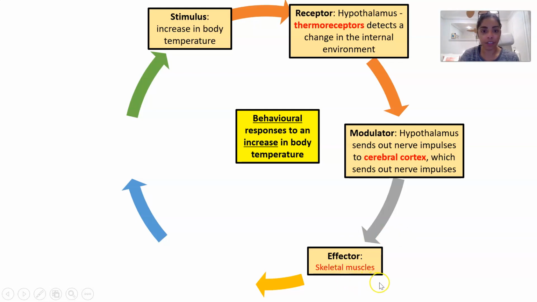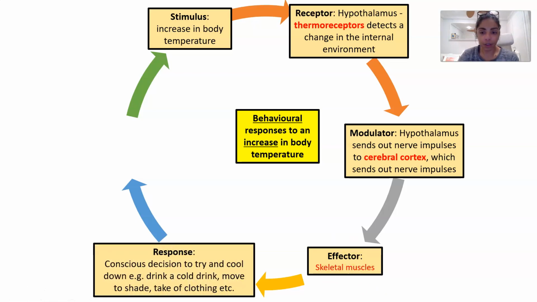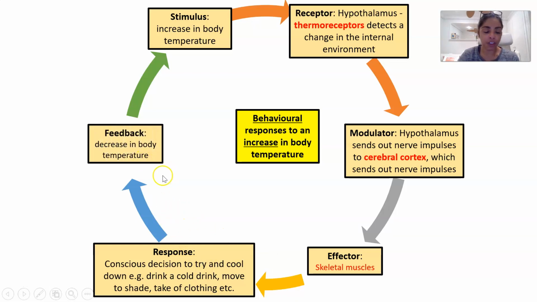Okay, so in the previous examples we looked at, it was mostly smooth muscles for the blood vessels. Here it's skeletal muscle. The response from the cerebral cortex is that the skeletal muscles move to carry out responses that we have consciously thought of. For example, drinking a cool drink, sitting in the shade, taking off layers of clothing, etc. As a response to that, we have the feedback, which is a decrease in body temperature.